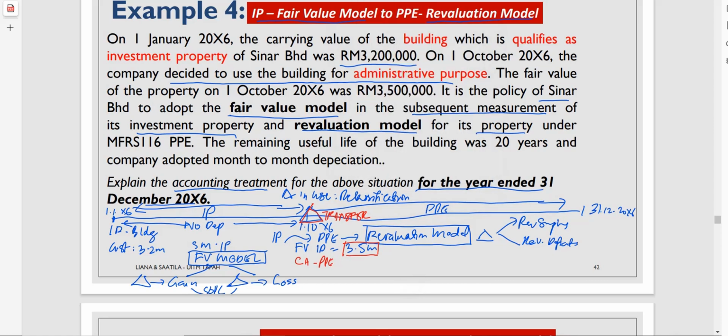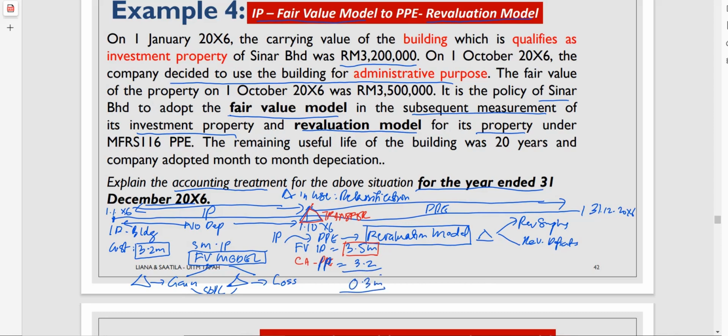Okay, so now we have to find out what is the carrying value of the IP. On the date of transfer, the fair value is 3.5 million. So let us look at the carrying amount of the IP before that. This is the carrying amount because the cost will now be the carrying amount of IP. Carrying amount of IP is 3.2 million. So the difference here is 0.3 million.